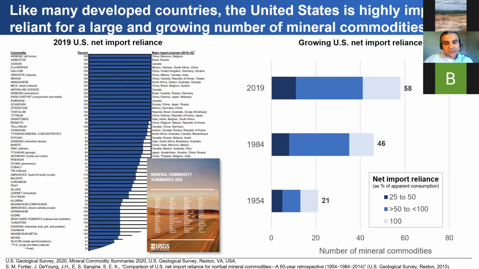So you can see in 1954, about 21 commodities, increasing to 46 commodities in 1984. And last year, we were up to 58 commodities. You can see a lot of the growth there is for commodities that are over 50% net import reliance, so at least half of the US consumption is foreign sourced.